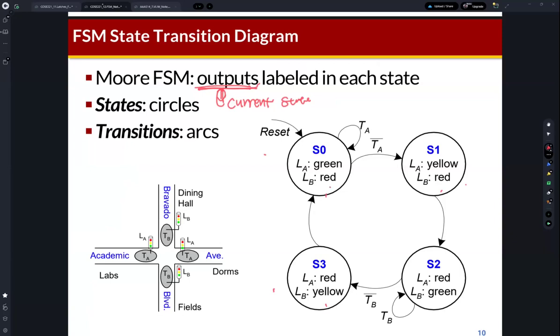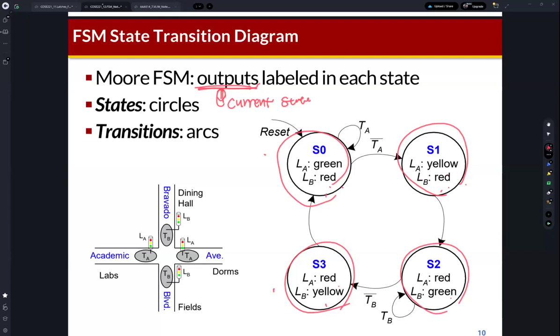So green-red, yellow-red, red-green, and red-yellow. Based on the output signals in a Moore FSM, we can define states that correspond to the output signals. Okay, so we have defined the states of the Moore FSM.